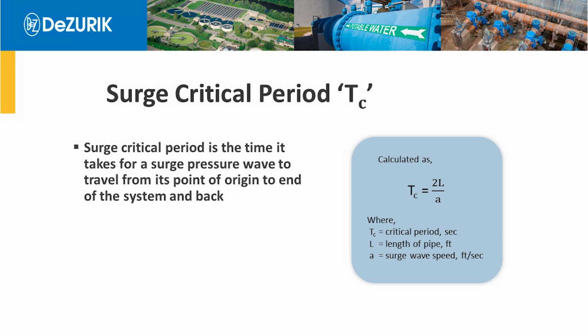And we calculate that by using this equation you see here on the screen. It's 2 times the pipeline length divided by the wave speed. So we know now how long it takes for that high pressure surge, that damaging surge, to come back to the pump station.